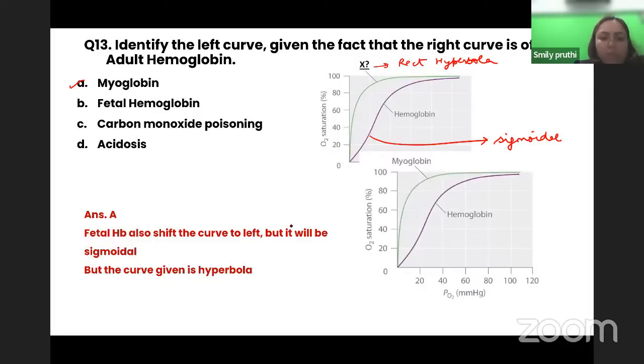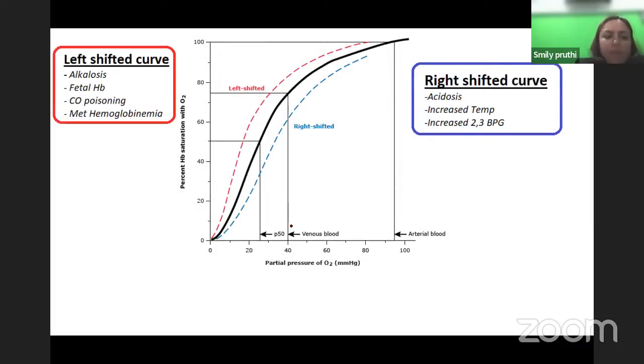Fetal hemoglobin also shifts the curve to left, but it will be sigmoidal. The curve given is hyperbola, rectangular hyperbola. So this is of myoglobin. The left side curve occurs in case of alkalosis, fetal hemoglobin, carbon monoxide poisoning, and methemoglobinemia. Right shifted curve occurs in acidosis, increased temperature, and increased 2,3 BPG. 2,3 BPG helps in the release of oxygen from hemoglobin HbA.